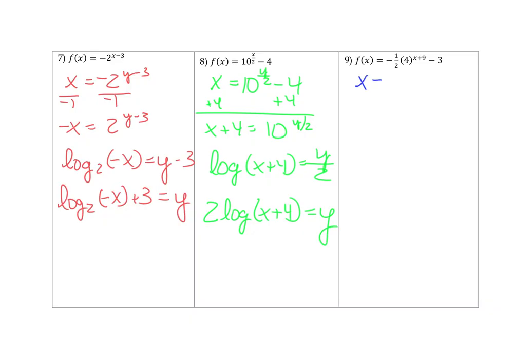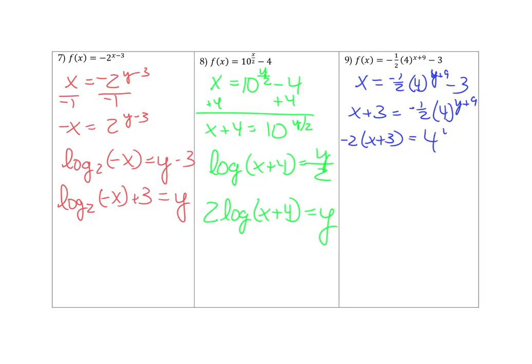And now x is negative 1/2 the base 4 to the x plus 9 minus 3. So I've got to get my power, which is the 4 to the x plus 9, which should be y plus 9. I'm going to add that 3. Now I'm going to multiply by the reciprocal or divide by 1/2, whichever. I'm going to multiply by this reciprocal, which is negative 2, x plus 3 equals 4 to the y plus 9. Now let's go log.